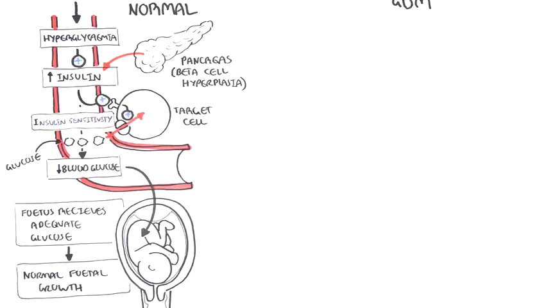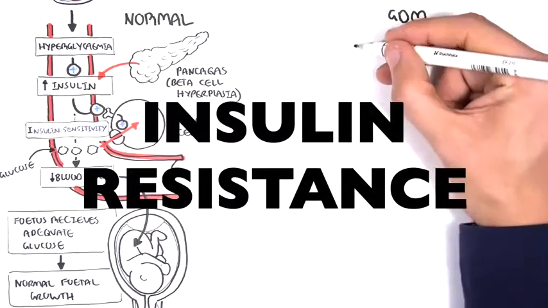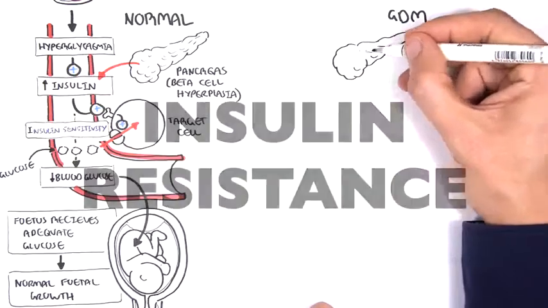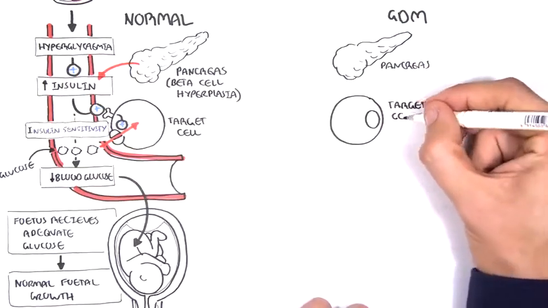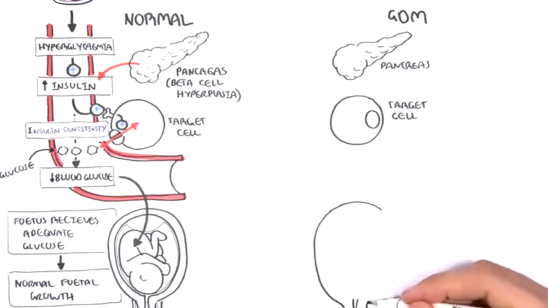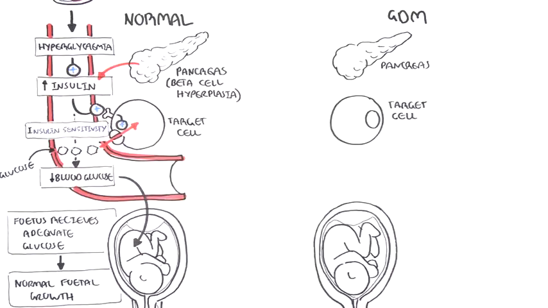What happens in gestational diabetes is that instead of a small decrease in insulin sensitivity in maternal tissue, there is a lot of insulin sensitivity decreasing, and thus also insulin resistance. Here is the pancreas of the mother with gestational diabetes. And here is the target cell of insulin. And here is the fetus in uterus.